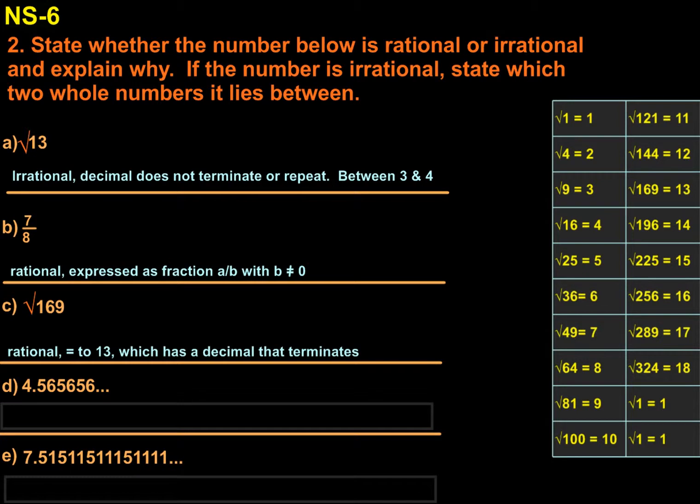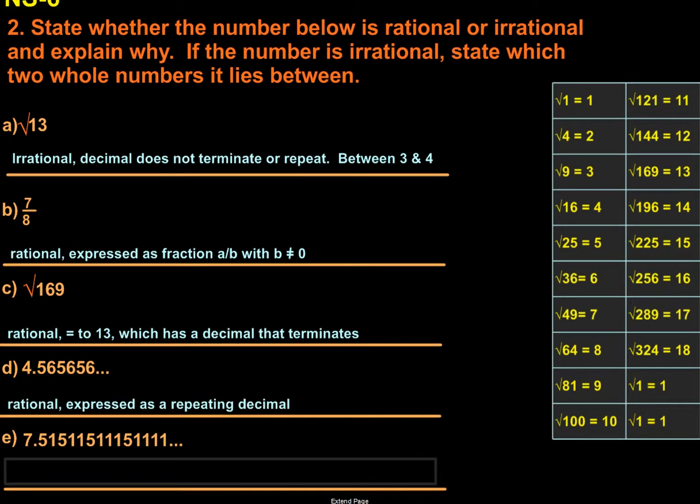D, we have 4.565656... So I'm looking for a pattern here, and I see that 56 seems to repeat throughout. That indicates to me that this is a repeating decimal, and as a repeating decimal, it meets the requirements for being rational.